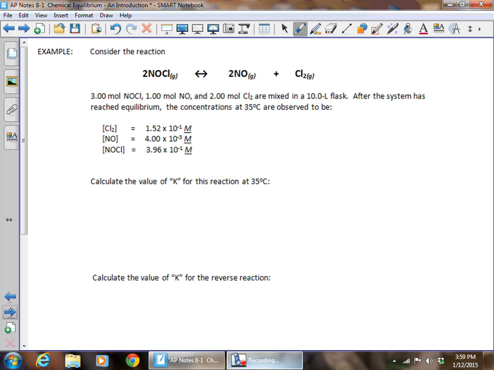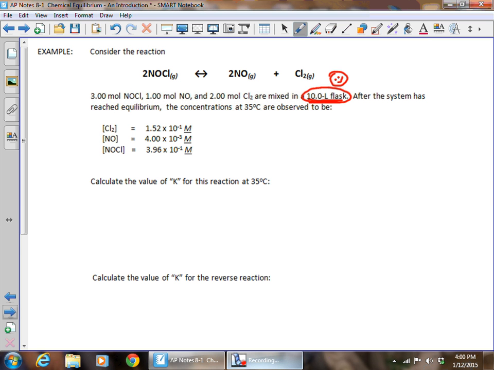So now let's use some of this information to make some calculations. Okay, it says we have 3 moles of NOCl, 1 mole of NO, and 2 moles of Cl2 mixed in a 10-liter flask. Guys, put a little smiley face around how big the flask is, because that's going to be incredibly important. You need to make sure that you're dealing with concentration and not with just moles. It has to be concentration, it has to be molarity in equilibrium. That's an always true rule.